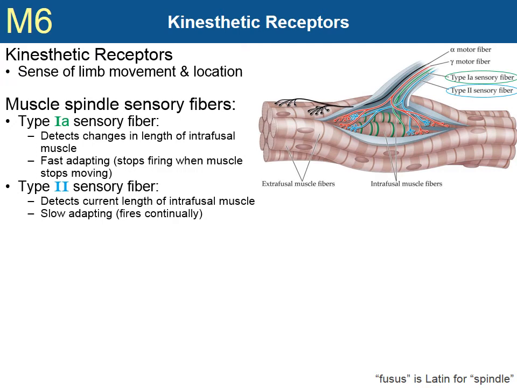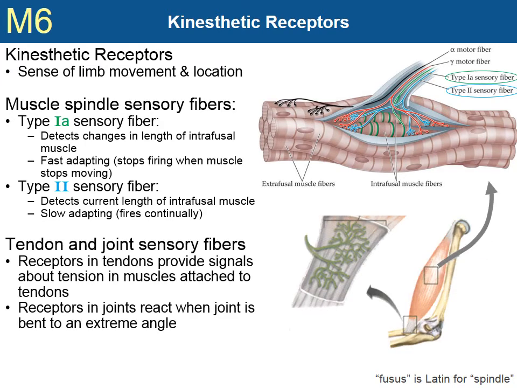Type 2 sensory fibers continuously report the length of the intrafusal muscle. They are slow adapting, meaning that they fire continually depending on the length of the intrafusal muscle. These fibers let us know exactly where our limbs are at any given time. There are also sensory fibers in the tendons and joints. These provide information about the tension of muscles on the tendons and also about the extension of a joint. In both cases, these fibers provide a protective function.